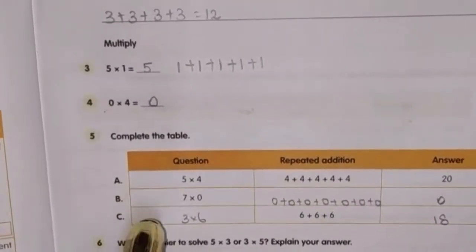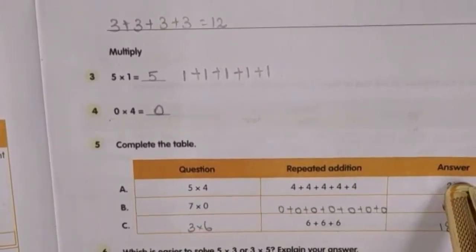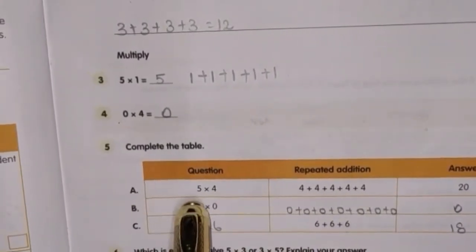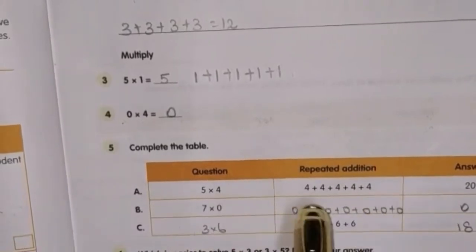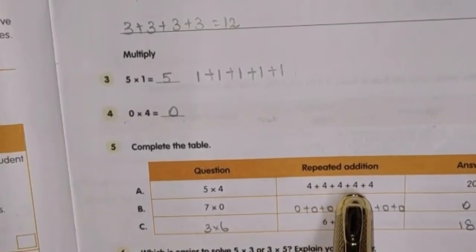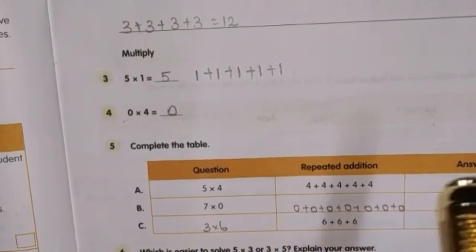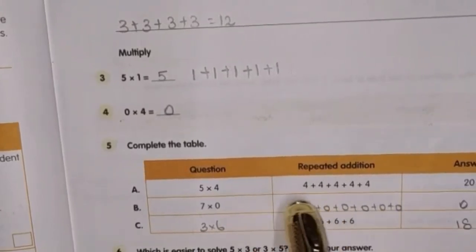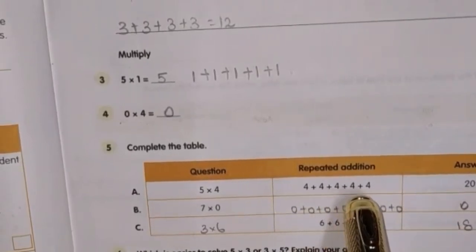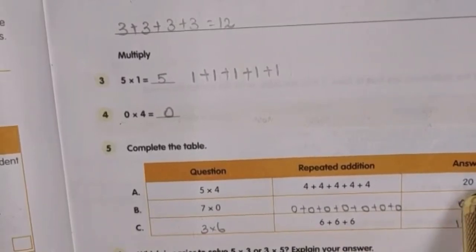Complete the table. Here: question, repeated addition, answer. The A bit, 5 into 4. How many times should we take 4? 5 times, right? Shall we count how many times it is there? 1, 2, 3, 4, 5. 5 times. Now we have to add it to get the product. Product is nothing but the answer. So 4 plus 4 is 8. 8 plus 4 is 12. 12 plus 4 is 16. 16 plus 4 is 20. So we got the answer 20.